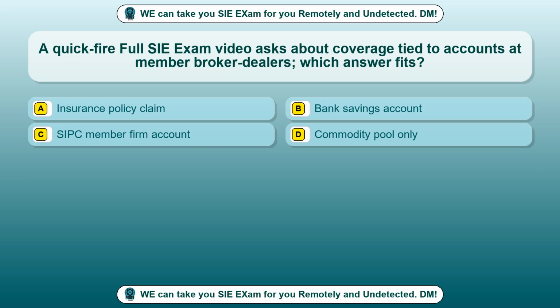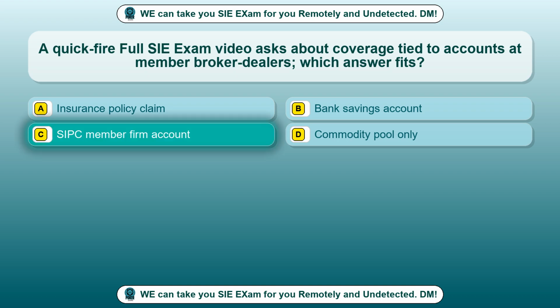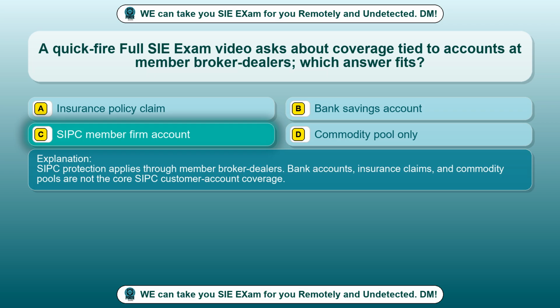Question 83. A quick-fire full SIE exam video asks about coverage tied to accounts at member broker-dealers. Which answer fits? Option A, insurance policy claim. Option B, bank savings account. Option C, SIPC member firm account. Option D, commodity pool only. The correct answer is option C, SIPC member firm account. SIPC protection applies through member broker-dealers. Bank accounts, insurance claims, and commodity pools are not the core SIPC customer account coverage.